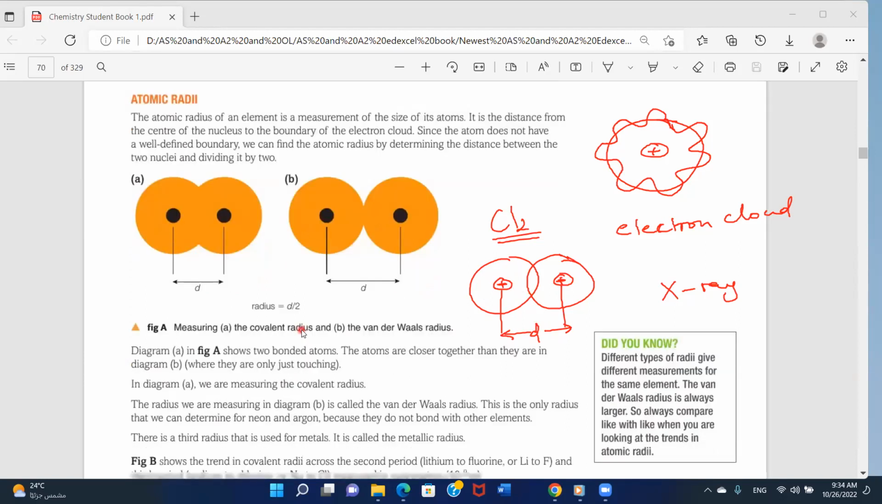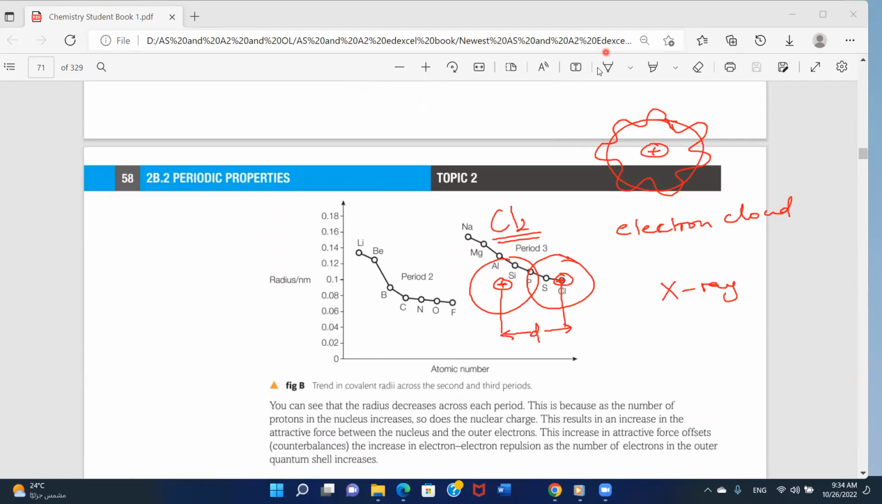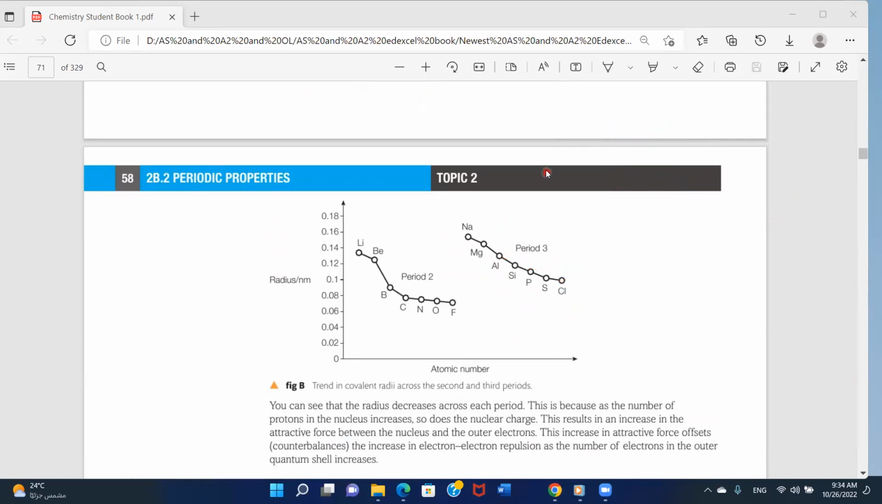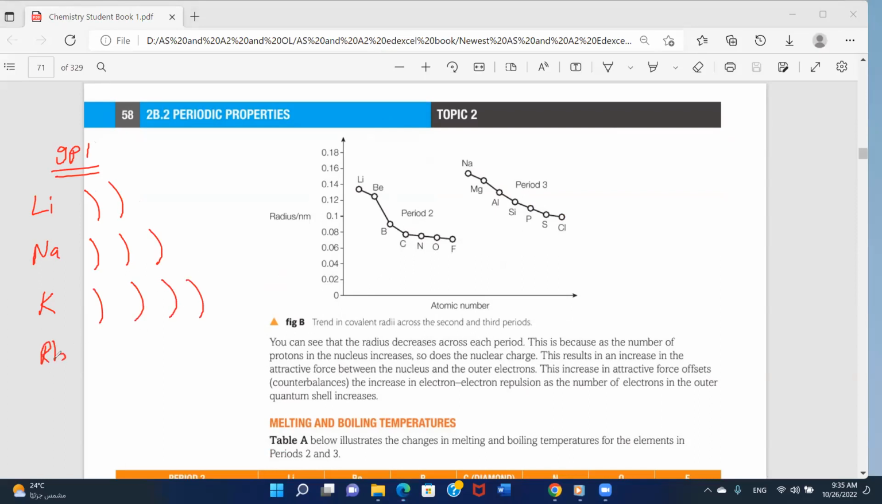Now, when we go down a group, what happens to the radius of the elements? What happens to the radius down a group? Taking group 1 as an example, we say that in group 1, lithium has 2 shells to be filled, sodium has 3 shells to be filled, potassium has 4 shells to be filled, rubidium has 5 shells to be filled, and cesium has 6 shells to be filled.